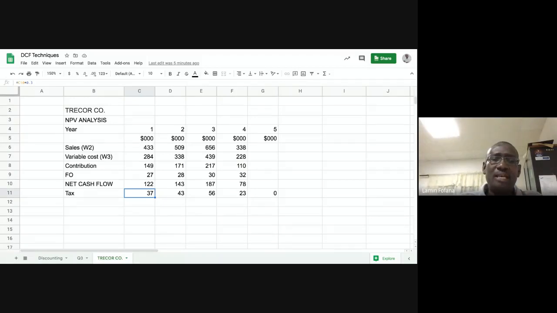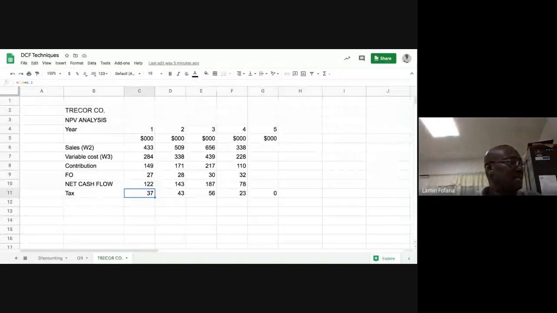If it is quarterly, quarter one is to be paid in quarter two. Quarter two is going to be paid in quarter three. Year one is going to be paid in year two.